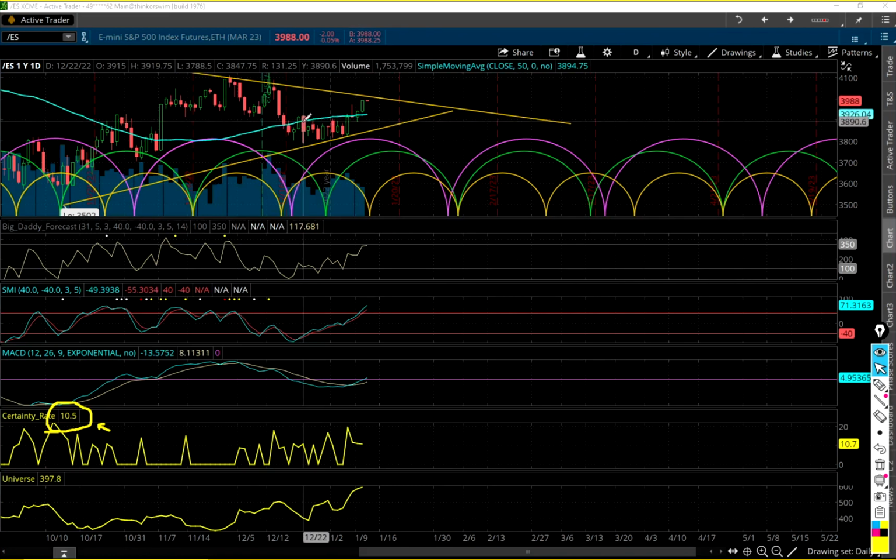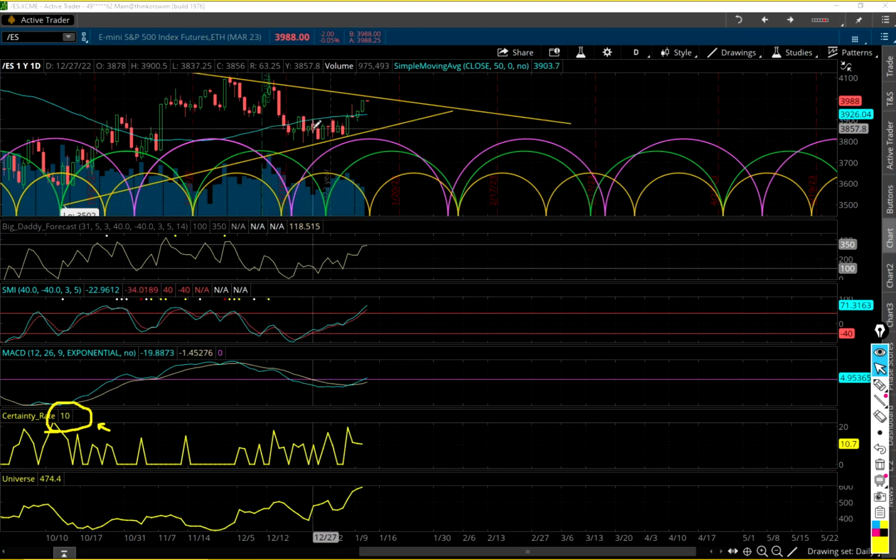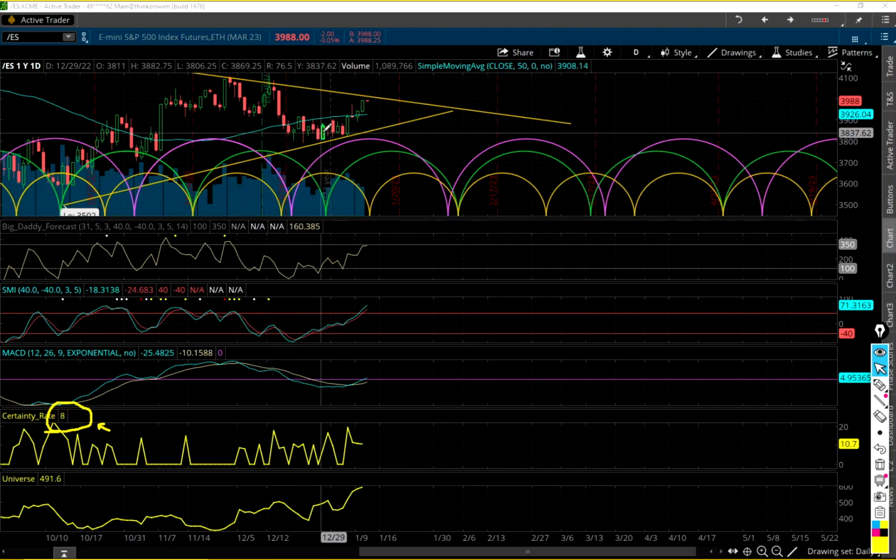The next day was another 10.5. The day after that was 0. The day after that was 10. The day after that was 0. The day after that was 8. Then 16.5. So from this candlestick all the way over to this one, they were 8 and 10, just barely above the minimum filter rate of 8.